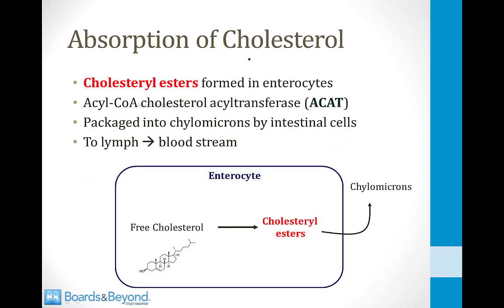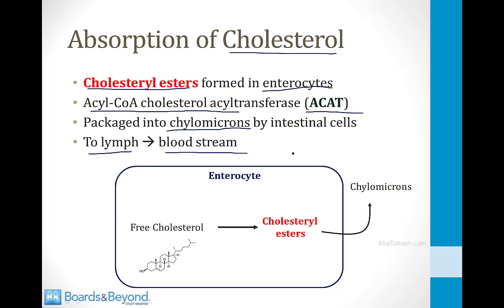The absorption of cholesterol is a little bit different from the absorption of triglycerides. Cholesterol is converted into structures called cholesterol esters. I'll show you a picture of those in a minute. These are formed inside of enterocytes in the gut. There is an enzyme in the gut called acyl-CoA cholesterol acyltransferase, or ACAT, and this can convert cholesterol into cholesterol esters. The cholesterol esters are then packaged into chylomicrons together with the triglycerides we talked about on the last slide, and then these go to the lymph and then finally to the bloodstream.